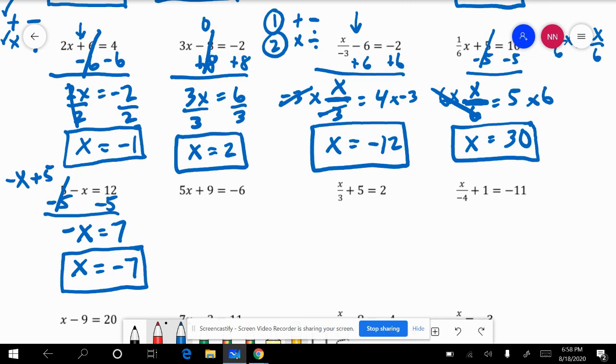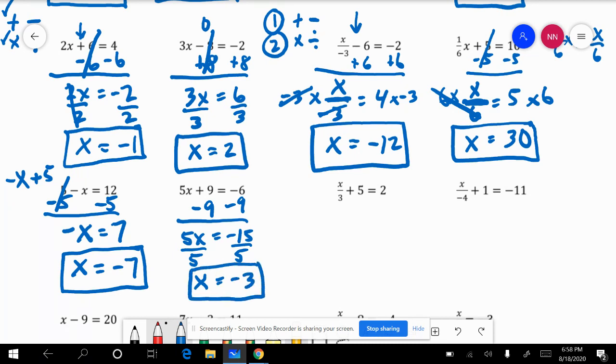With the next one, we have a positive 9, so we subtract the 9. We get 5x is equal to negative 15. We divide it by 5. So x is equal to negative 3. For the next one, we subtract the 5. We get x over 3 is equal to negative 3. We're going to multiply by 3 because this is division. The 3's cancel. We isolated our variable, and we got negative 9.